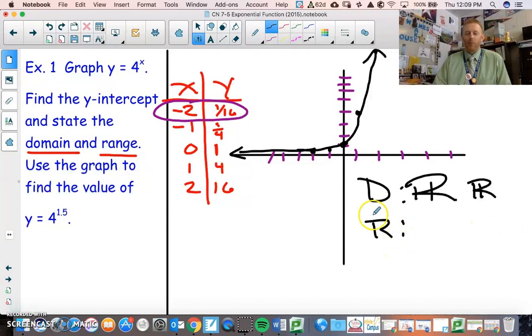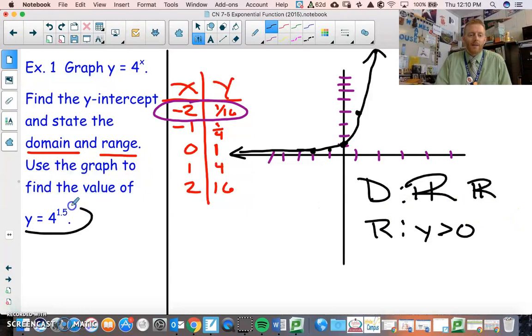And my range, which is my Y values, is going to be, Y is going to be greater than 0. Because it's never going to get to 0, it's going to be approaching 0. It's never going to reach it. So all the values for Y are going to be greater than 0, because I'm going to follow this line, and it gets up and up and up. Over here, it just gets closer and closer to 0, but never actually being 0. Now, that's my domain and my range.